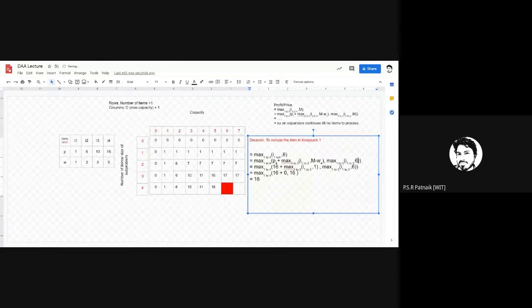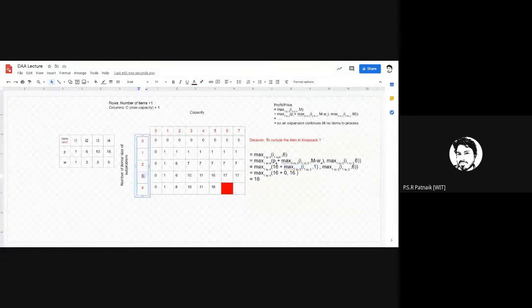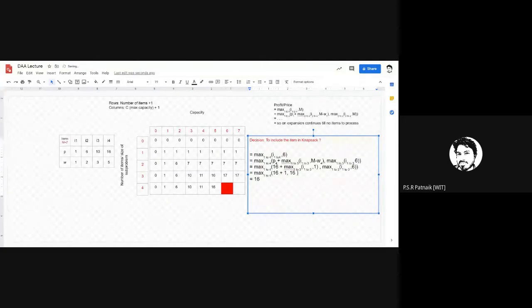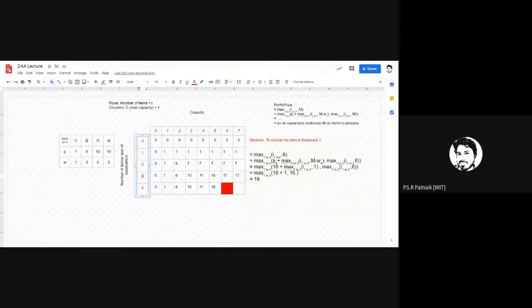So now for this case, 10 meters 16. Max profit, 3 items to process, sack capacity 1. 3 items to process, sack capacity is 1. What is the answer here? 1. So it is 16 plus 1, or max from 1 to 3, sack capacity is 16. Okay, so 3 items to process, and sack capacity as 6. 3 items to process, sack capacity as 6. What is it?